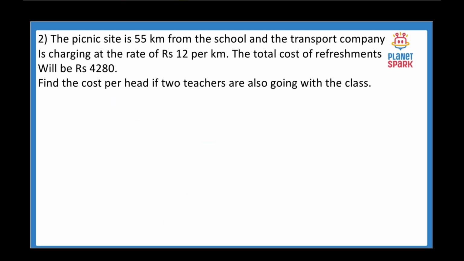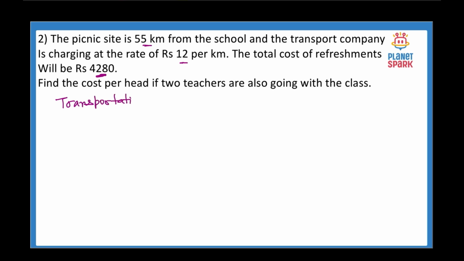Moving to the second part of the question. The distance from the picnic site is 55 kilometer from the school. The transport company is charging ₹12 per kilometer for one side, and the total cost of refreshment is 4280. We have to find out the cost per head when there are two teachers.